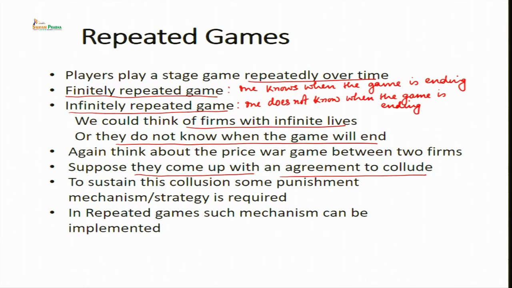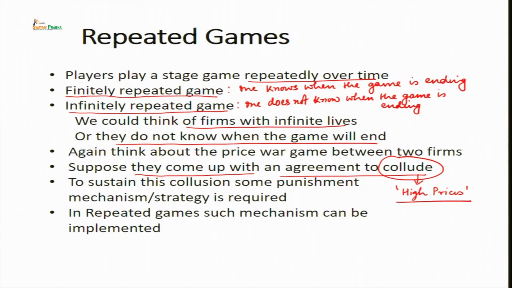What do we mean by collude? They both decide that we will both keep high prices, or some price. There is a tacit agreement between them that we will keep this price, clearly for their benefit. Okay. Both of them will benefit, whatever they decide, either to put a high price or a low price. Okay. So, the idea is they decide to collude.